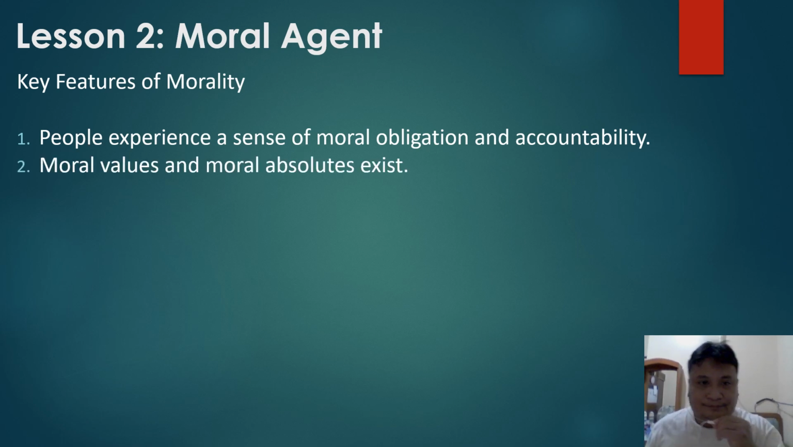Next one. So actually, moral values and moral absolutes exist. So it's hard to deny the objective reality of moral values. Actions like rape, torture, child abuse are not just socially unacceptable behavior, but are moral abominations.